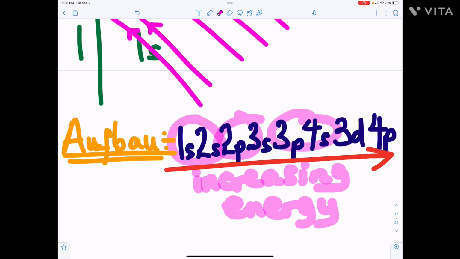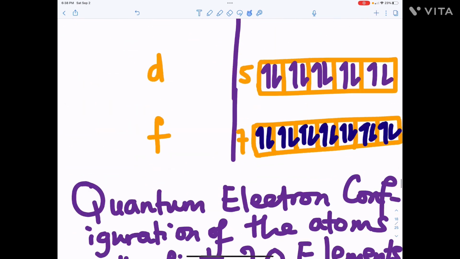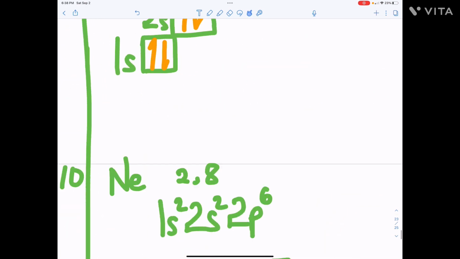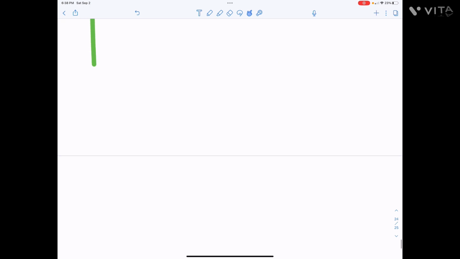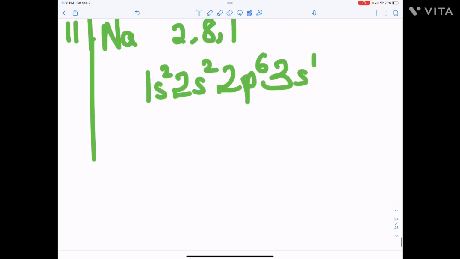So when I get to a subshell, I will now determine whether the subshell has just a single orbital or whether it has 3 or whether it has 5. Any p subshell has what? 3 orbitals and can take a maximum of 6 electrons. So that's how I have 2p6 here.